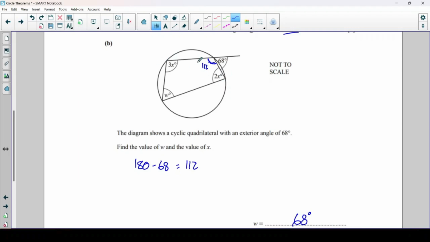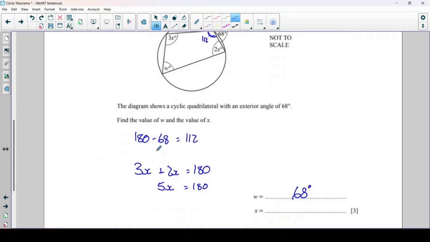And again, we've got a cyclic quadrilateral, which we're going to use for 3x and 2x. Opposite angles add up to 180, so 3x plus 2x must be equal to 180. 3x add 2x is 5x. So then let's divide both sides by 5. So 180 divided by 5 is 36, is that right? Yeah, 36 degrees.